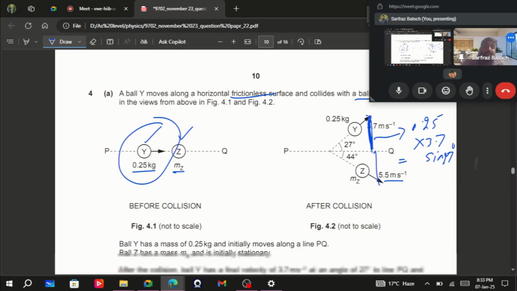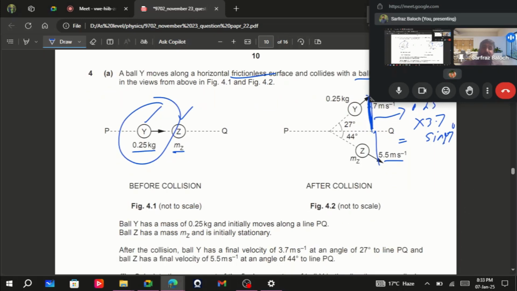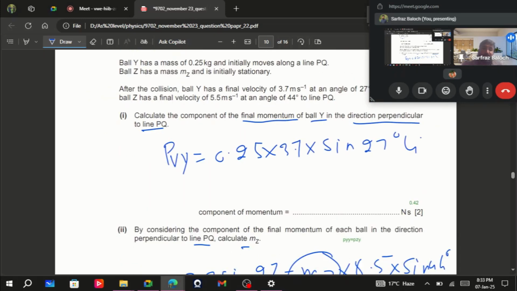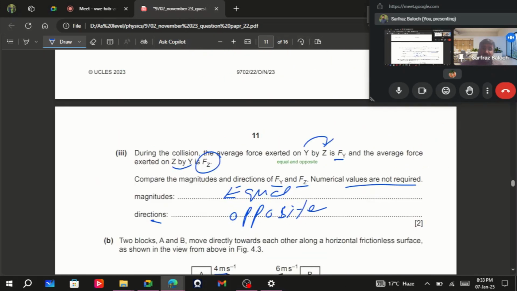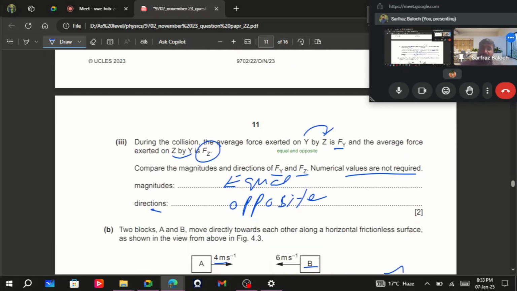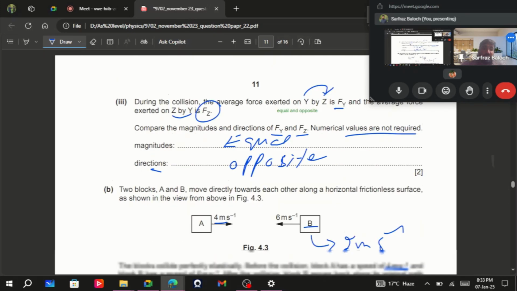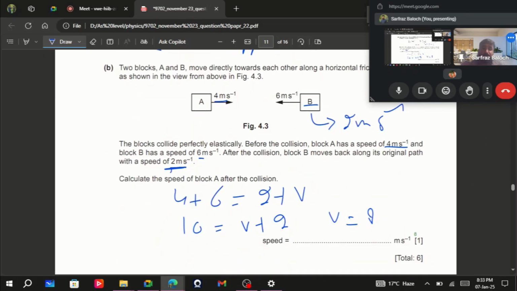This is again from our law of conservation of momentum. So momentum before and momentum after collision. So same thing. Okay, and then next here, what is here? During the collision. Okay, this is all about collision.